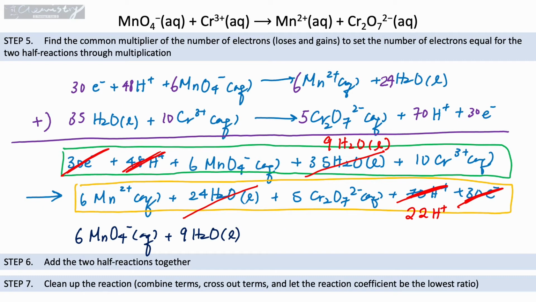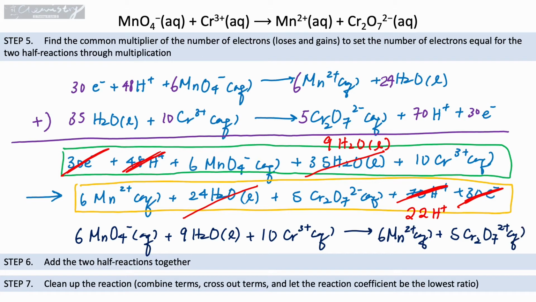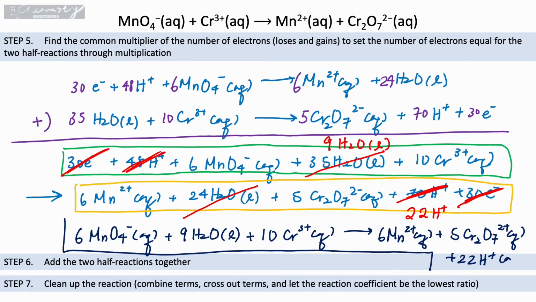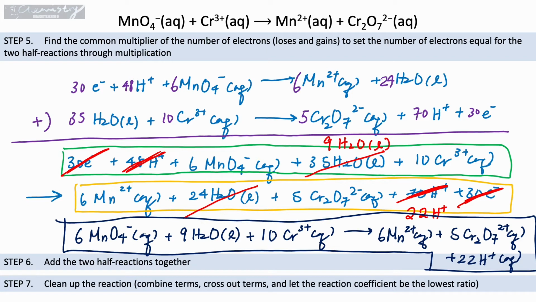And I have the 10 chromium 3 plus. And on the right side, we have 6 manganese 2 ion, 5 dichromate ion, and then 22 protons. Okay, so this will be our final answer after we balance it in an aqueous acidic condition.